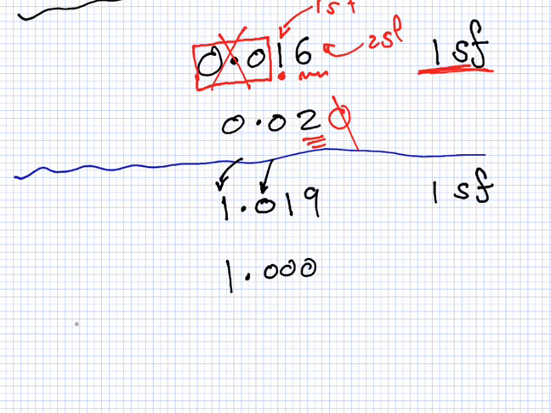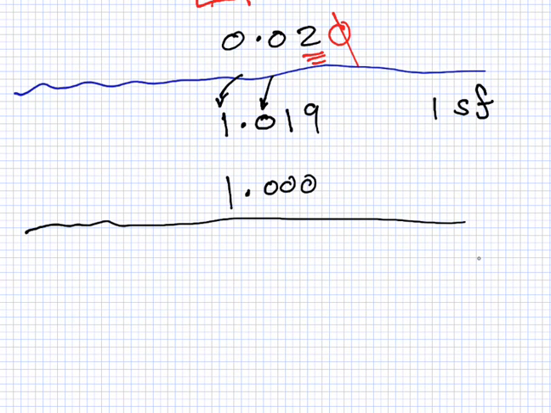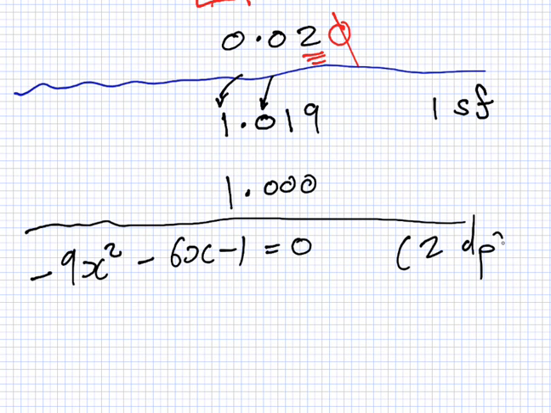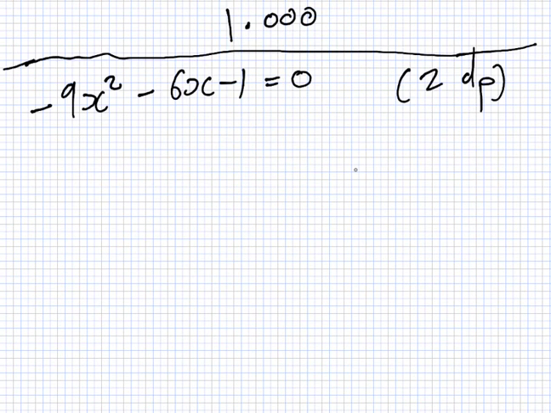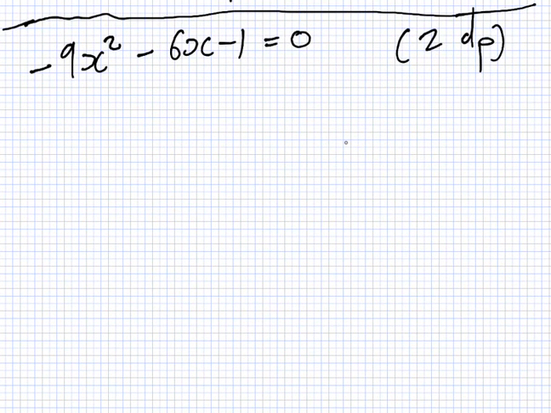Okay. So let's practice one with the quadratic. So let's say here, minus 9x squared minus 6x minus 1 equals 0, 2 decimal places. I would like everybody to try this one for me. 2 decimal places. Get me the answer.